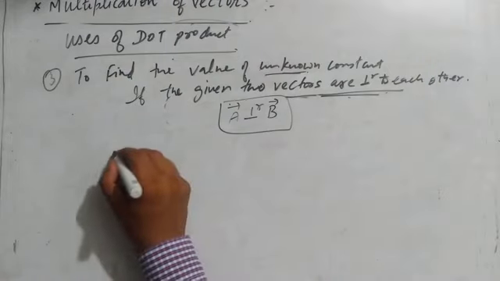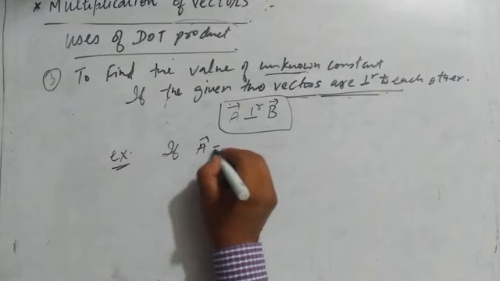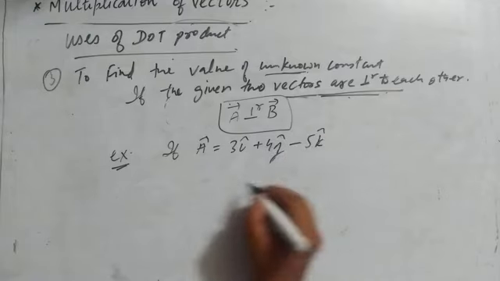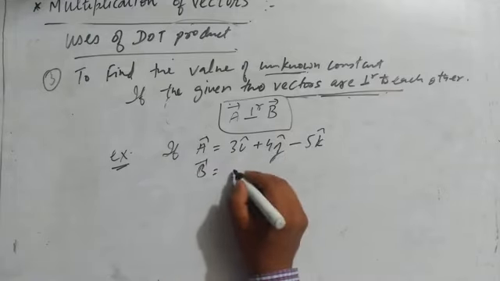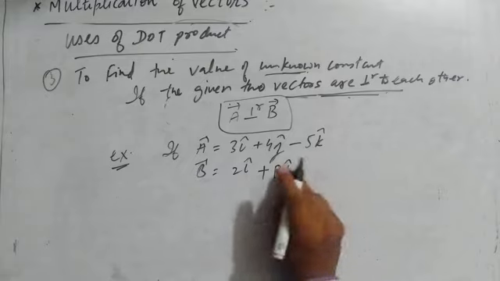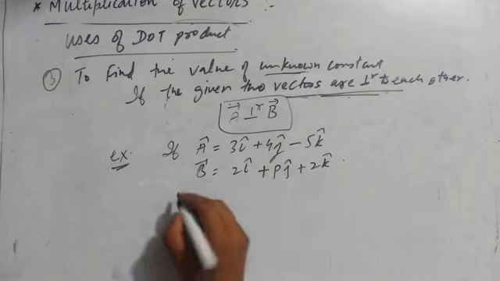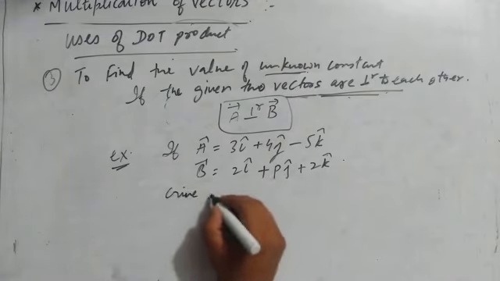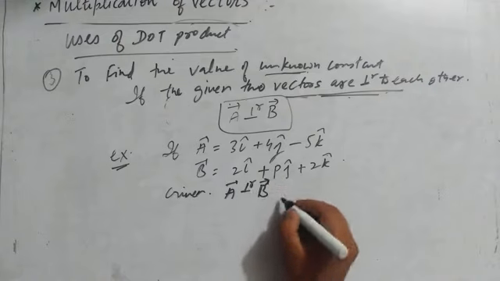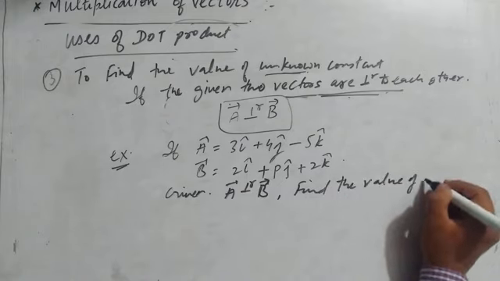To take an example, if A vector equal to 3i cap plus 4j cap minus 5k cap, B vector equal to 2i cap plus pj cap plus 2k cap. Given A vector perpendicular to B vector, find the value of p.